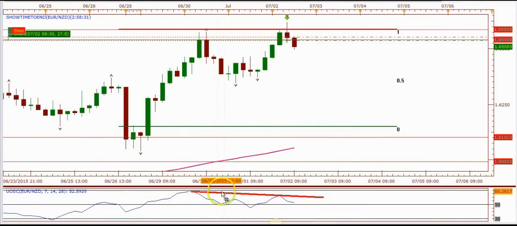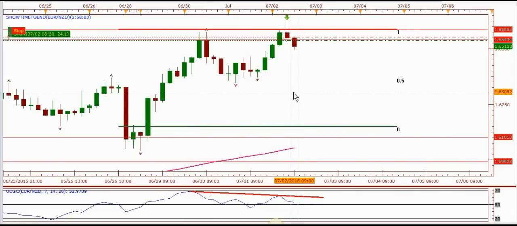But you can see I have divergence here because I'm using the ultimate oscillator. On the ultimate oscillator, we're making lower highs, and then here we made pretty much higher highs. So that's bearish divergence. That's showing weakness in this move to the upside. But that doesn't mean that it's going to drop. I had other signals that let me know that it may drop, so therefore I took the trade.